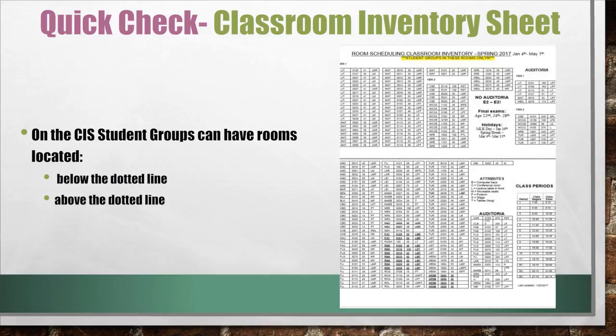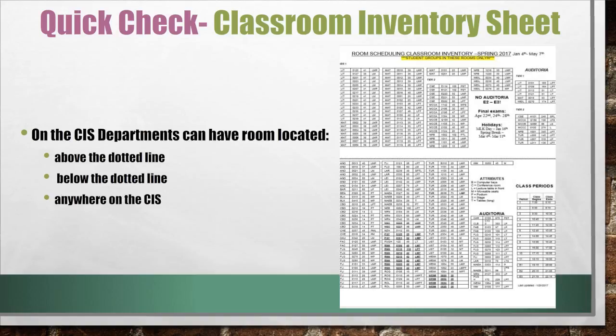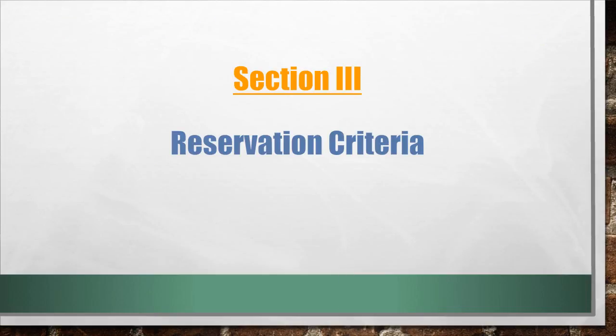On the CIS, student groups can have rooms located below the dotted line, above the dotted line. In this quick check we will review rooms on the CIS. Please select the correct answer. On the CIS, departments can have rooms located above the dotted line, below the dotted line, anywhere on the CIS. I know you did a stellar job completing the quick checks with Kate.